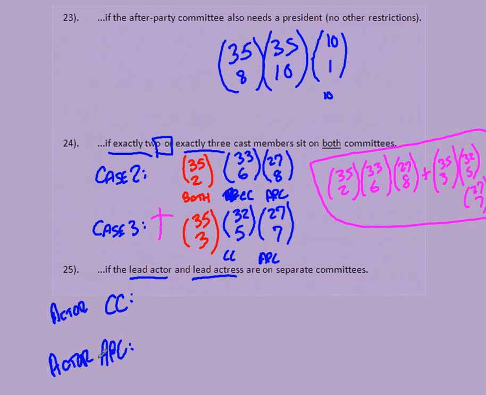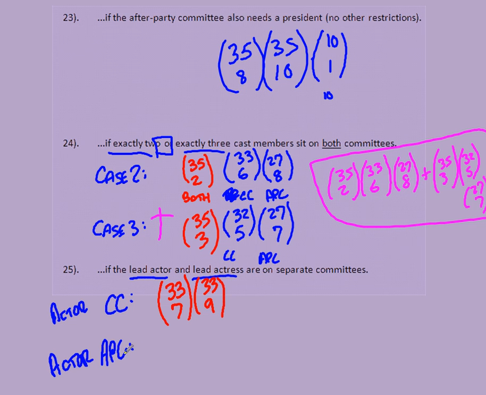So if he's on the costume committee, that means then that the actress has to be on the other committee. So those two are already placed and done with. There's only one way we can do that. We're forcing him to be on this committee, therefore she has to be on the other committee. That means there's 33 people left. We need to fill out the costume committee first, and there's 7 spots left to go. Now, is there anything about people sitting on both committees? No, there's not. Just that these two obviously can't be on both because they have to be separate. So there's still 33 people. We need 9 more to fill out your after-party committee.